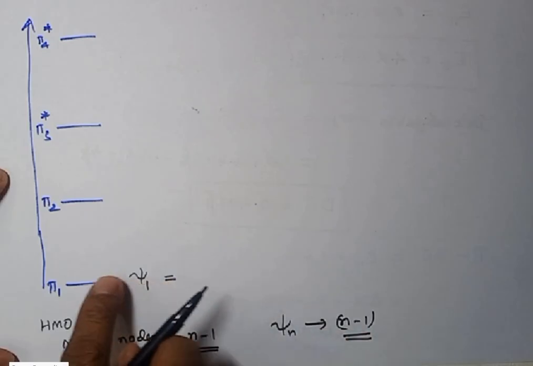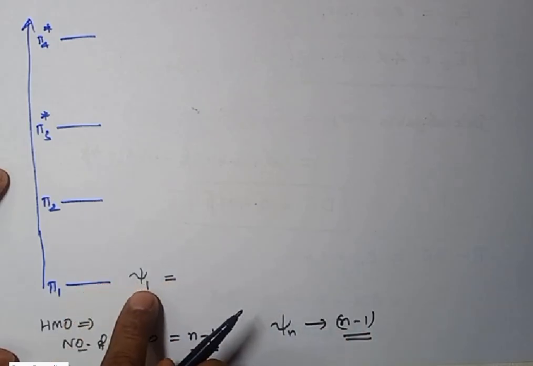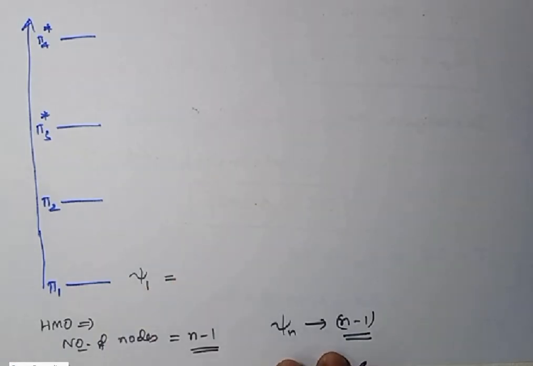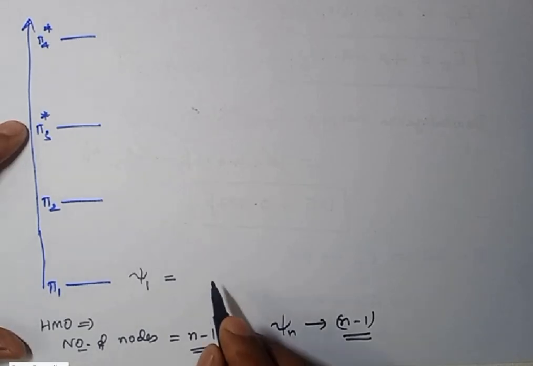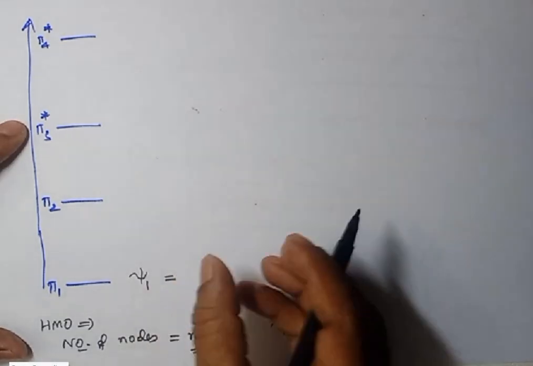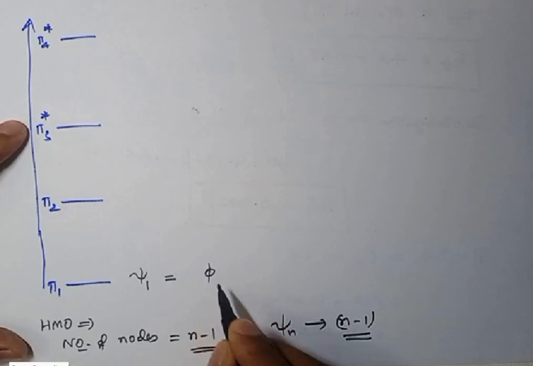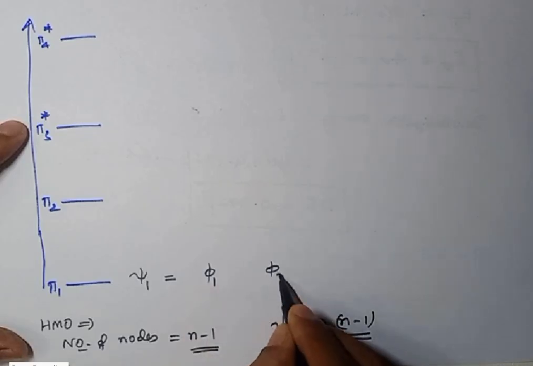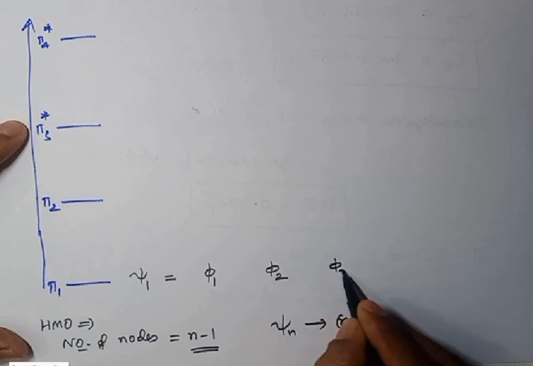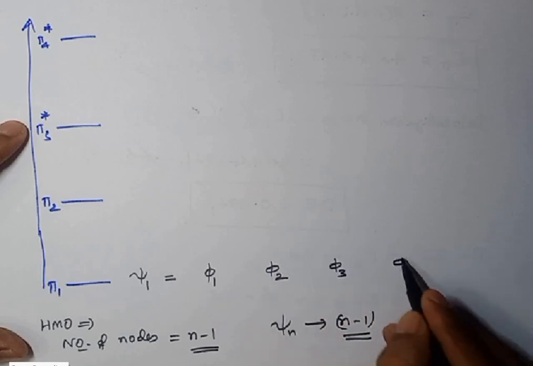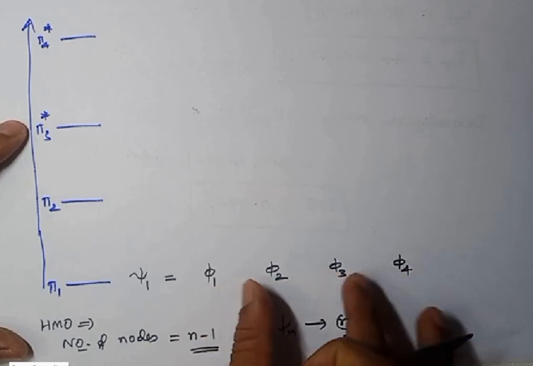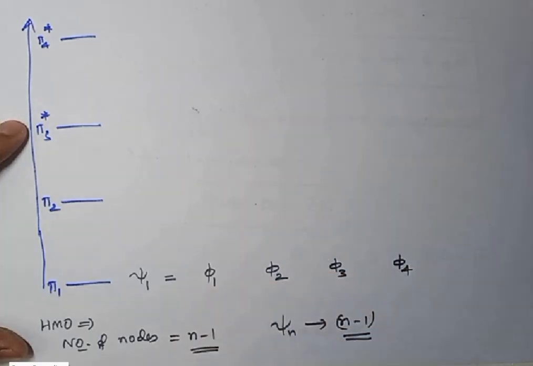So the ground state wave function is represented as psi 1. Can anyone tell me how many nodes will be there? 0. If there is no node, listen carefully. We have 4 atomic orbitals. This is 2p z orbital of carbon 1, 2p z orbital of carbon 2, 2p z orbital of carbon 3, 2p z orbital of carbon 4. I am going to combine the 4 atomic orbitals of carbon.